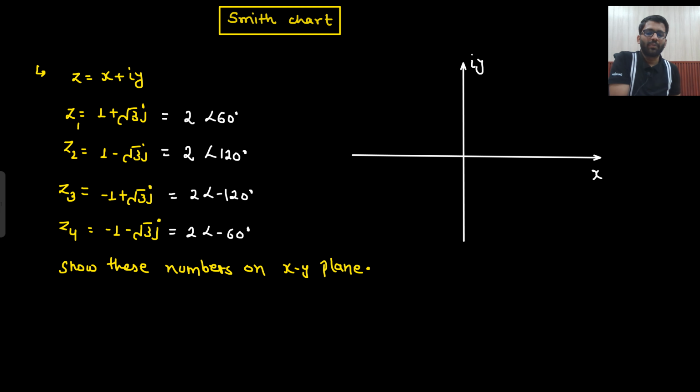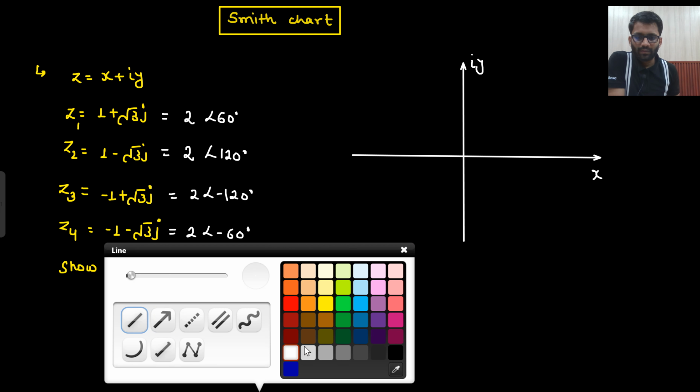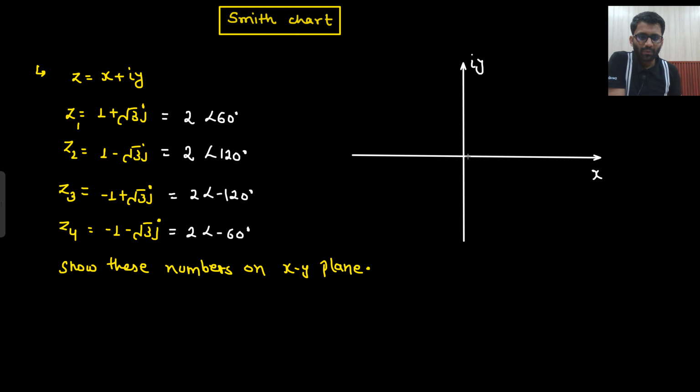So if I need to show these points, how will I show? Magnitude 2 and angle 60 degree. From here I will draw a line of that magnitude, making an angle of 60 degree with the x axis. So this will be the point, right? This will be the point 1, under root 3. In the same manner, magnitude 2 but making an angle of 120 degree. So that will be the other point.